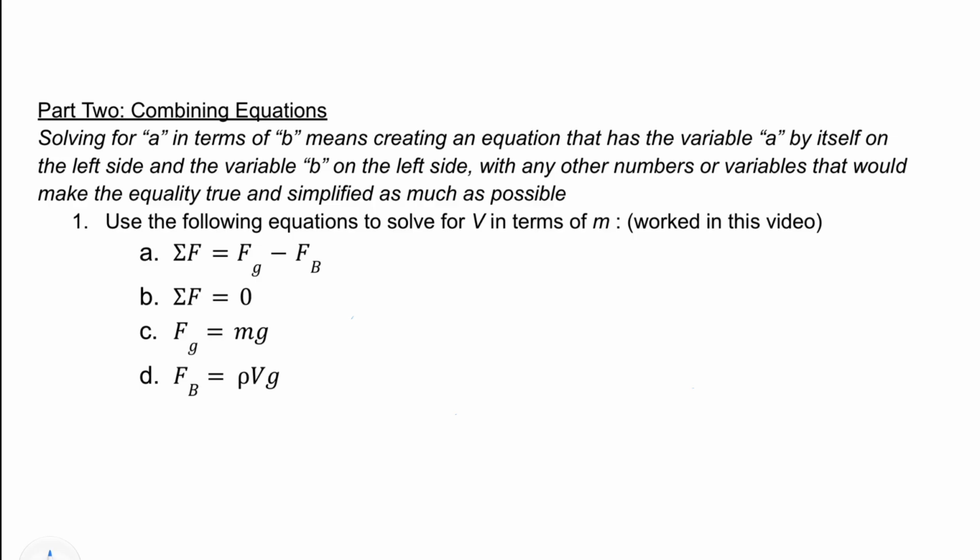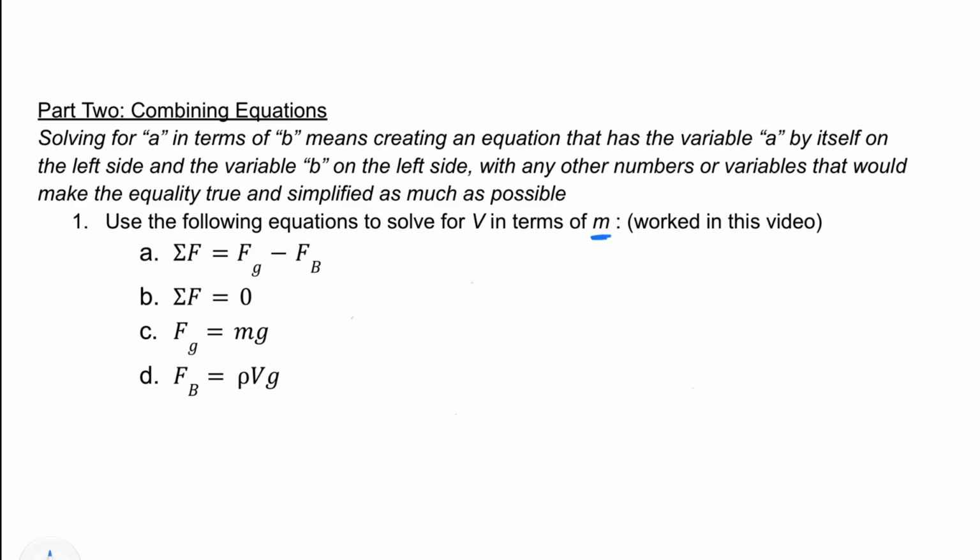So using the following equations, we're going to solve for v in terms of m, which means at the end of this, we want v on the left side, and then some stuff times m or plus other stuff over on the right side. So we just want a bunch of stuff with the m over on the right side, and we want the v by itself nice and clean over on the left side. All right, so that's what we're going to do here.